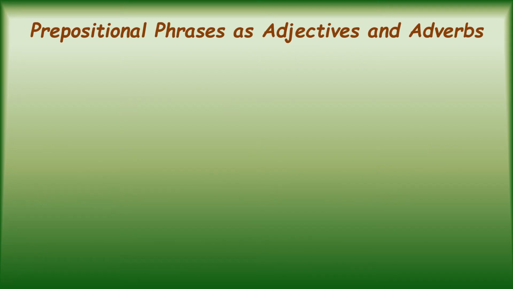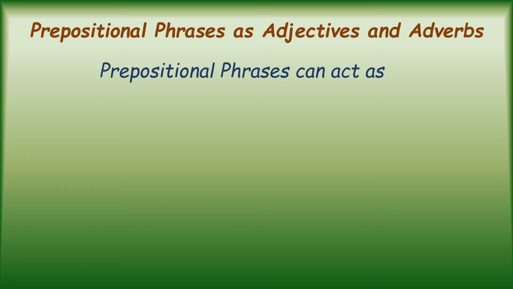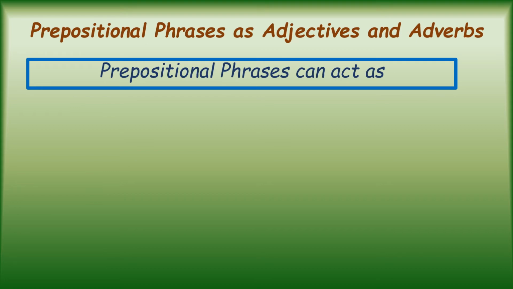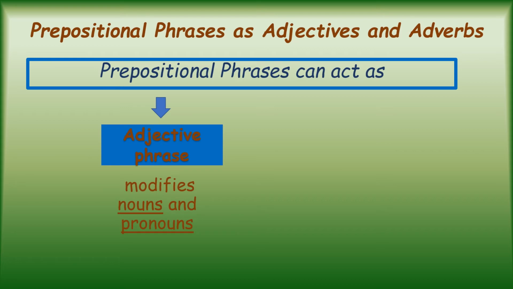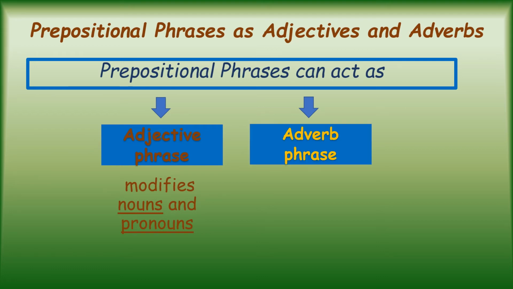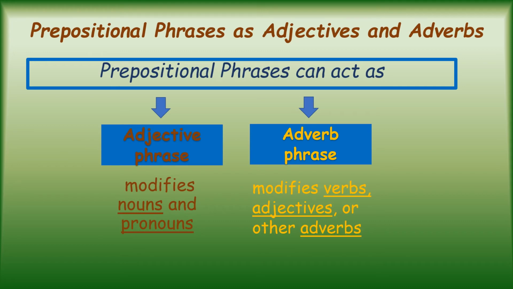Prepositional phrases as adjectives and adverbs. Do you know that prepositional phrases can act as an adjective or an adverb? Yes. When a prepositional phrase acts as an adjective, we call it an adjective phrase. An adjective phrase modifies nouns and pronouns. A prepositional phrase can also act as an adverb. In this case, we call it an adverb phrase. An adverb phrase modifies verbs, adjectives, or other adverbs.